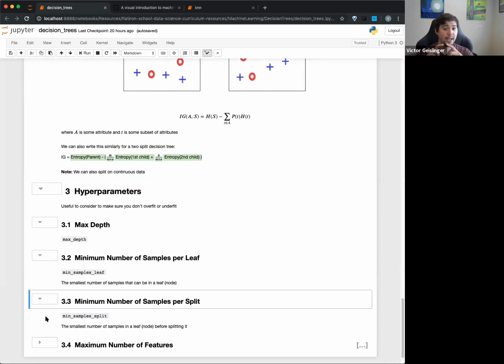For example, if you set it to 5 and you have, let's say, 4 in there, you don't want to split that leaf anymore. You're just going to keep it in there, even if there's some mix of green and blue together.